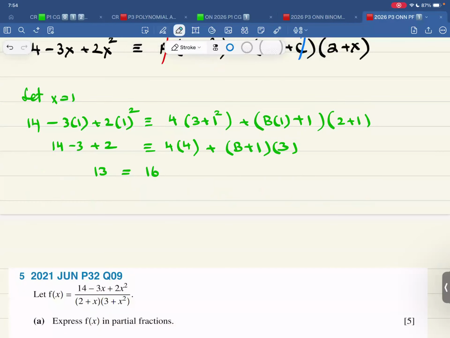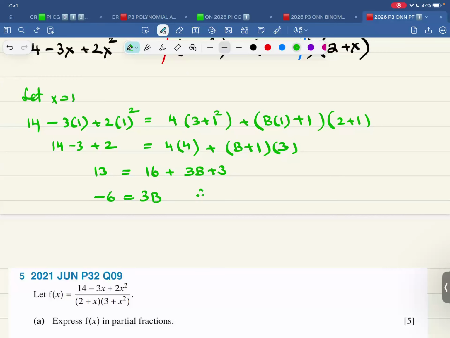And hold for a second. Let me remove the extra equal sign. So therefore, this is B plus 1 into 3. I can write this thing as 3B plus 3. So therefore, 16 plus 3 is 19. 19 and 13, the difference is negative 6, which is 3B. Therefore, B comes out to be negative 2.